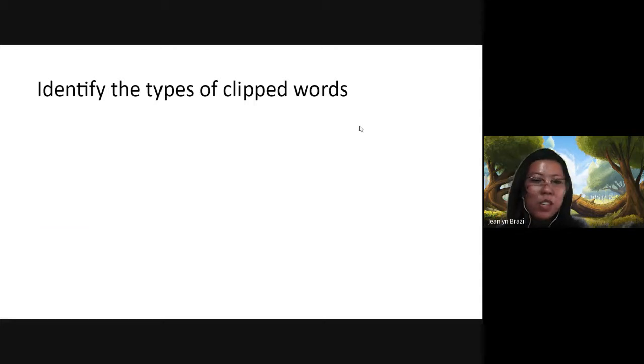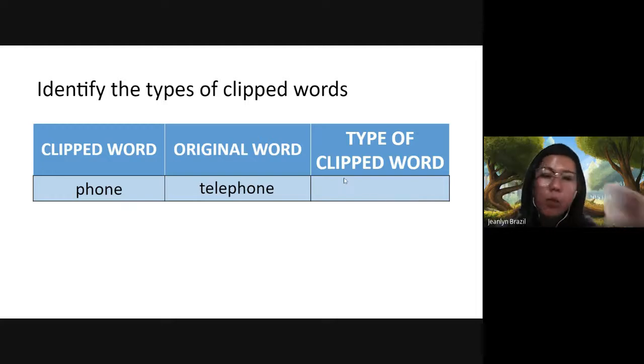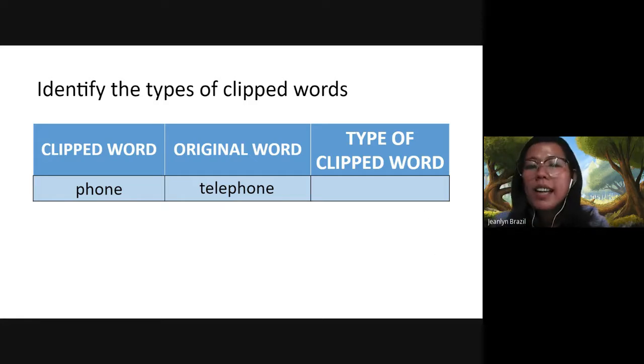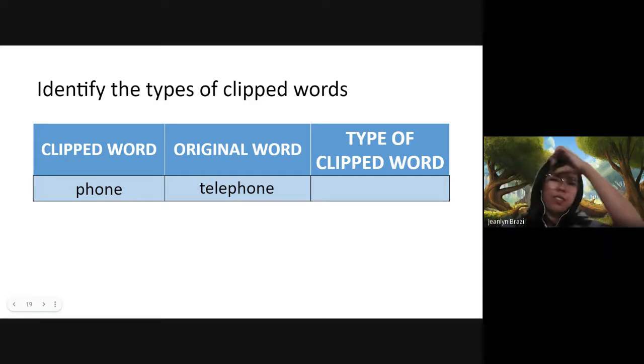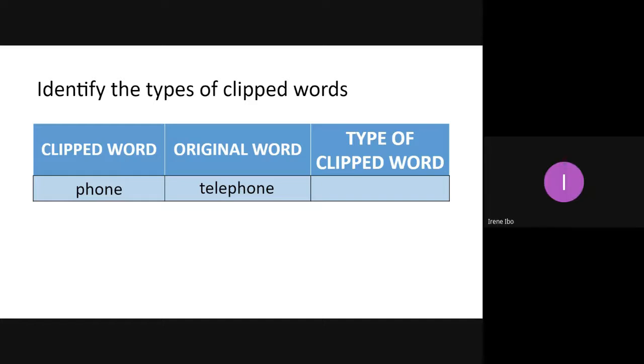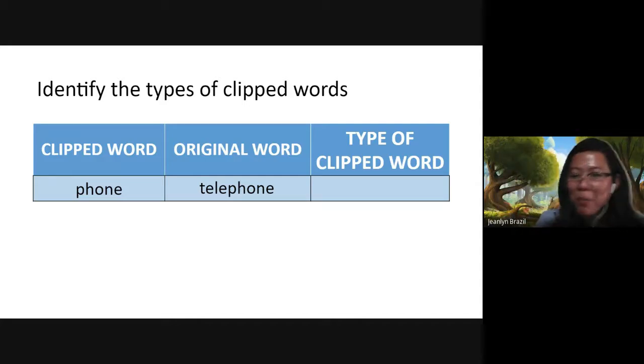Okay, now let's proceed with the second question. The clipped word is phone, and the original word is telephone. Anong type of clipping ito? At ano naman ang tinanggal natin? Sige nga. Oh, Precious, can you please tell your answer? What is the syllable being removed here? Tele. Okay, and what about the type of clipping? Oh, sige. Ayaw na siguro ni Precious. Ano namang type of clipping ito? Okay, Hillary?